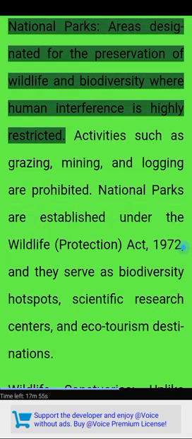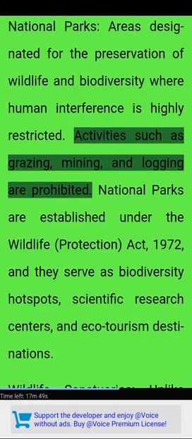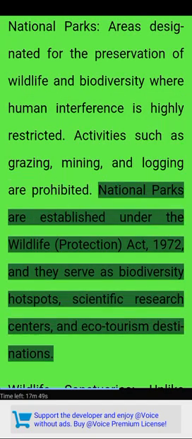Types of protected areas. National parks: areas designated for the preservation of wildlife and biodiversity where human interference is highly restricted. Activities such as grazing, mining, and logging are prohibited. National parks are established under the Wildlife Protection Act, 1972, and they serve as biodiversity hotspots, scientific research centers, and ecotourism destinations.